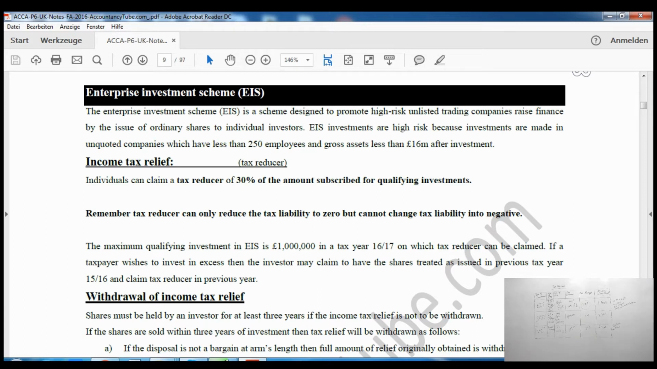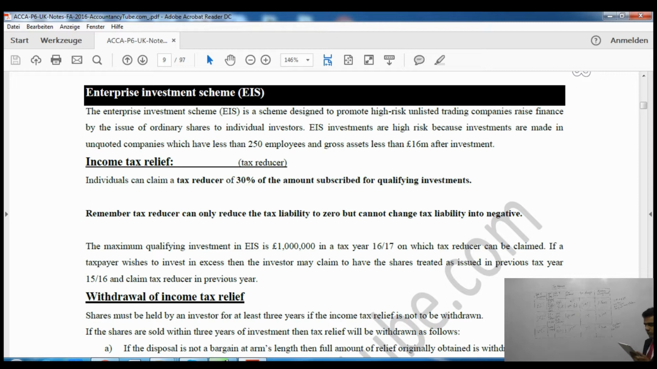Say, for example, if he is a risk seeker, if he doesn't mind taking a risk, then you should go for SEIS, and he is also able to keep the shares for 3 years. All right, so you will have to consider that as well. All right, so let's look at EIS.